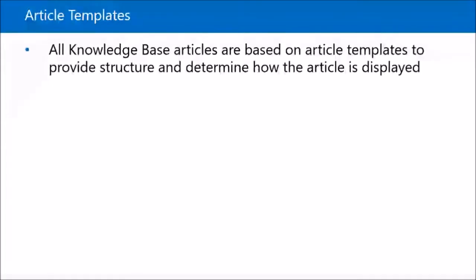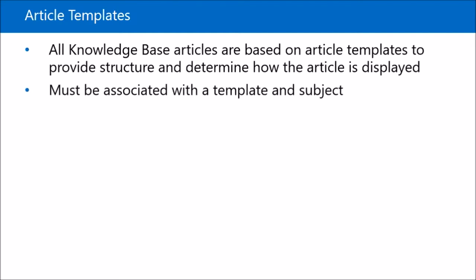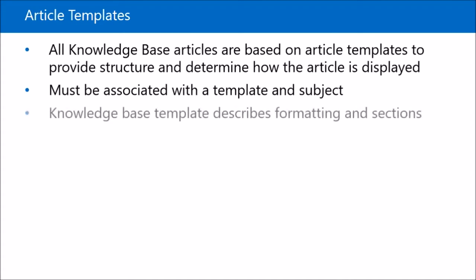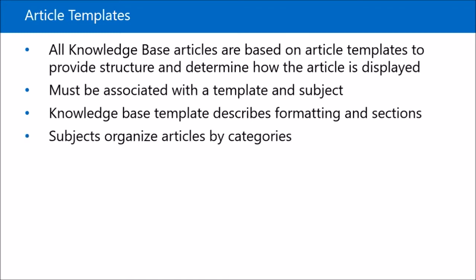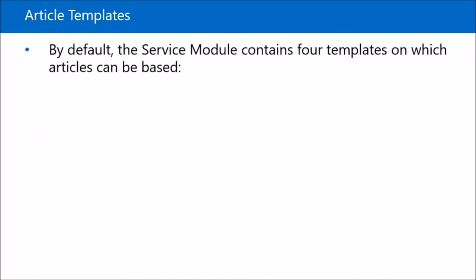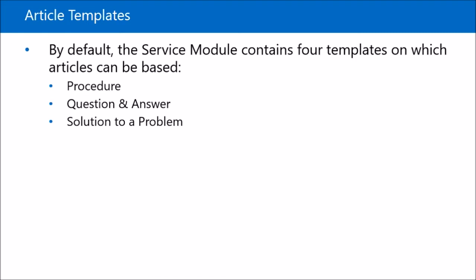All knowledge base articles are based on article templates to provide structure and determine how the article is displayed. When you create a knowledge base article, you have to associate it to a template and a subject. A knowledge base template describes formatting and the sections that are used in the article. Subjects are used to organize the articles by categories. By default, the customer service module contains 4 templates on which articles can be based: procedures, questions and answers, solutions to a problem, and then standard KB articles.